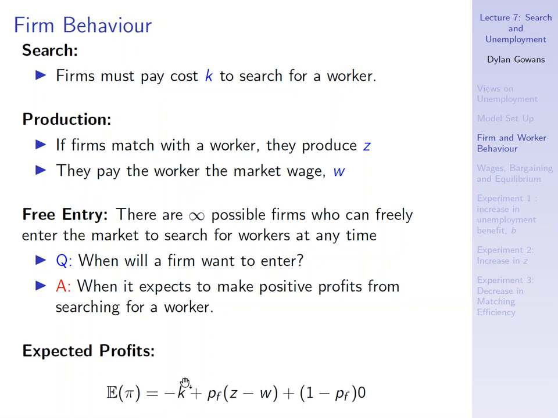If I enter, I have to pay this cost K no matter what. Whether I meet a worker or I don't, I have to pay this cost K. If I do meet a worker with probability PF, that's the proportion of firms who meet a worker, so it's also the probability that I'll meet a worker, I produce Z and pay W, so my profit is Z minus W. There's also a probability 1 minus PF that I don't meet a worker, which means that I make nothing. I don't produce, and I obviously don't pay a worker W because I'm not producing.